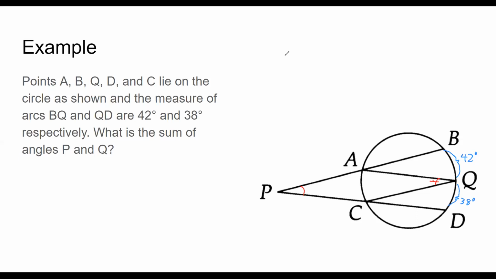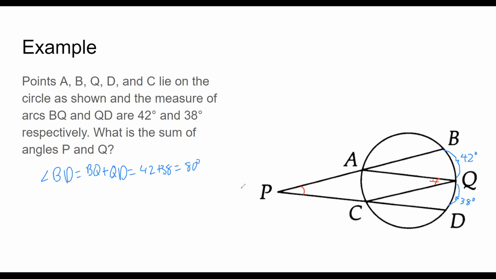There's a way to find it. We can't directly find angle P using the equation we just found, but we can still write an equation for it. What we learned was that if you have an outside angle, it's equal to the outer arc, which is arc BD, minus the inner arc, which is arc AC, divided by 2. Does anyone know how we can find the measure of arc BD? BD is just BQ plus QD, which is 42 plus 38.